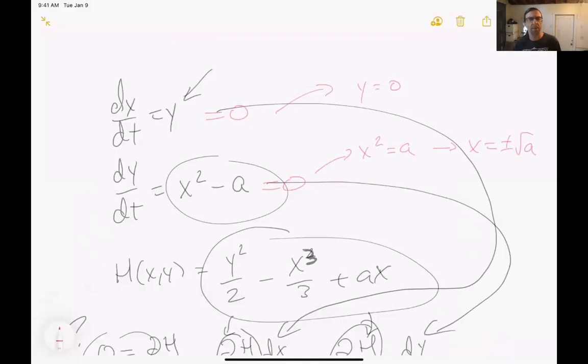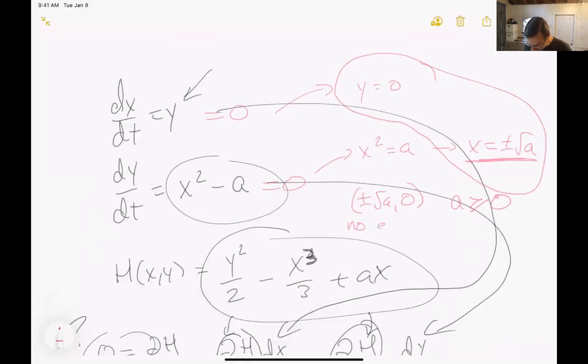But we can only take that square root, we're looking in the real plane. x and y are real numbers depending on t, which means in the real xy plane, this only has a value when a is greater than or equal to 0. So if we put all this information together, we do get plus or minus root a, comma 0, but only when a is greater than or equal to 0. And we get no equilibrium points if a is less than 0. That's exactly what they ask you to show.